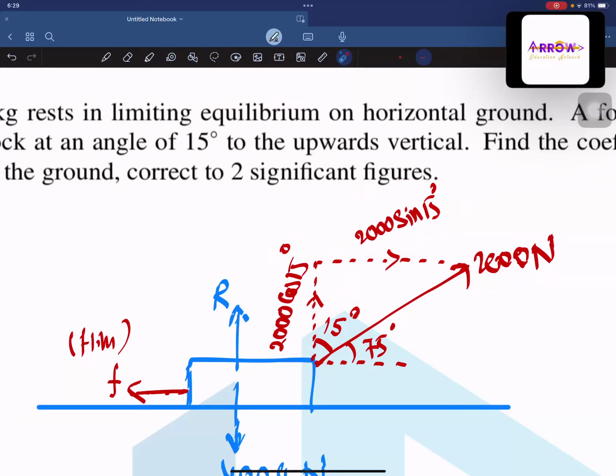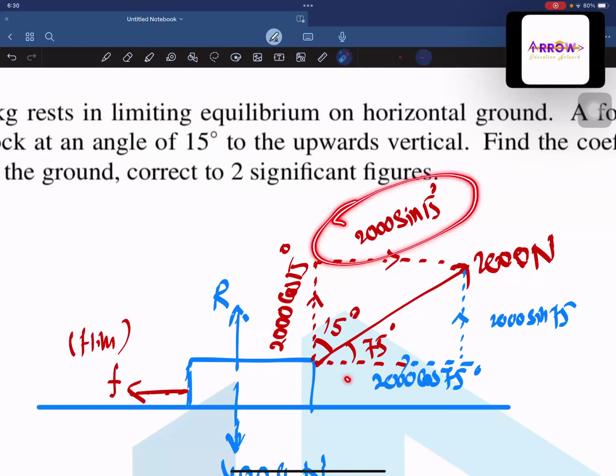Alternatively, you could have marked the forces in this way: this force is 2000 cos 75, adjacent to the angle 75, and the component going upwards is 2000 sine 75. This is an alternative way to do it because 2000 sine 15 is exactly equivalent to 2000 cos 75, and 2000 cos 15 is exactly equivalent to 2000 sine 75.